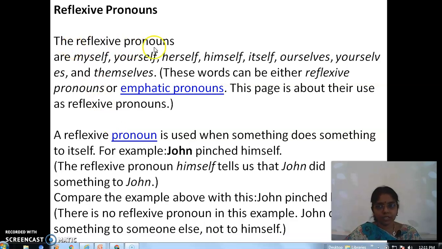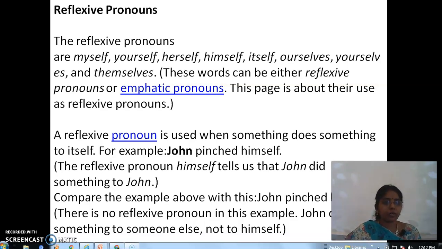The reflexive pronouns are myself, yourself, herself, himself, itself, ourselves, yourselves, and themselves. Okay? These words can be either reflexive pronouns or, in other words, what we will call emphatic pronouns. So, a reflexive pronoun is used when something does something to itself, right?